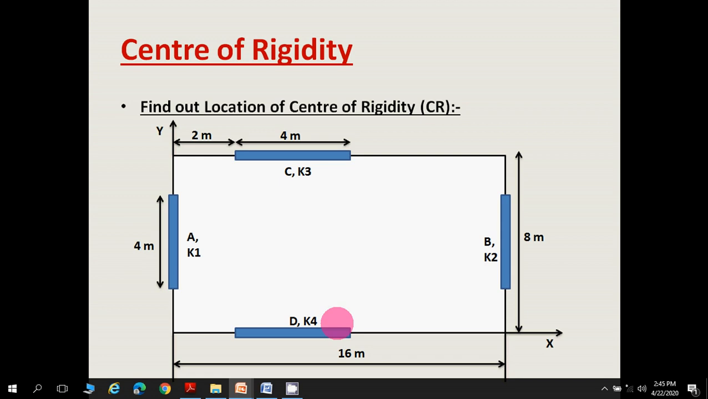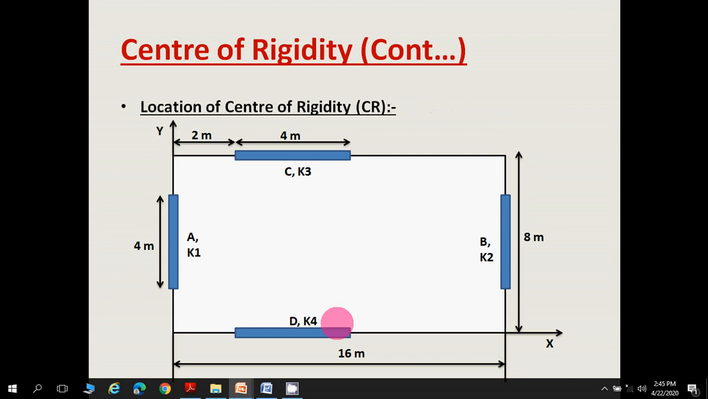So to find out the center of mass or center of rigidity or center of stiffness of this floor plan, how to calculate? As I already discussed, initially we have to decide from which point we need to find out the center of rigidity. I have mentioned it here: from this point the coordinates are 0, 0. So from this point we can locate the center of rigidity coordinates.